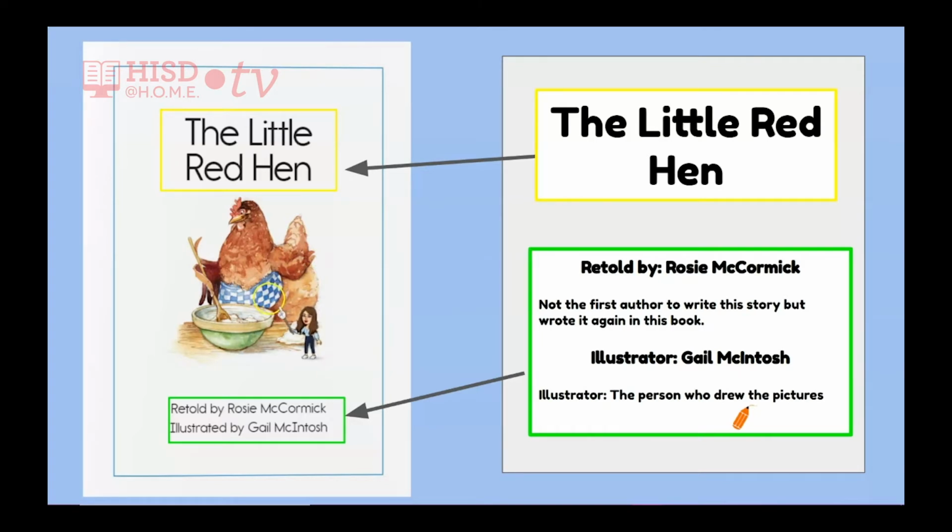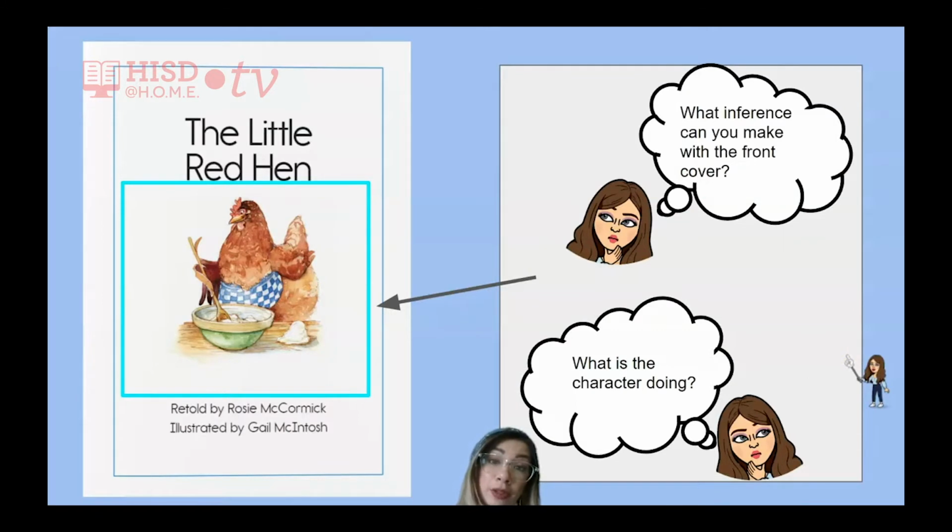Now, when we're trying to make an inference, we can use the front cover picture and the title to make an inference about what this book could be about. If we take a look at this front cover, right here, what do you think the little red hen is going to be doing in this picture? What do you think the little red hen is going to do next? Now when we look at the front cover, we can make inferences. What inference can you make with what you see in the front cover? What is the character doing? What do you think the story is about?